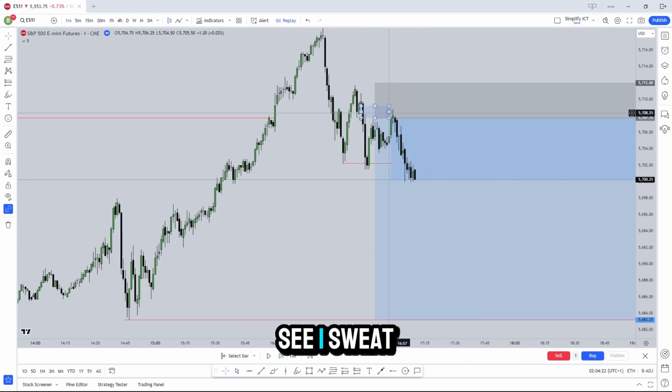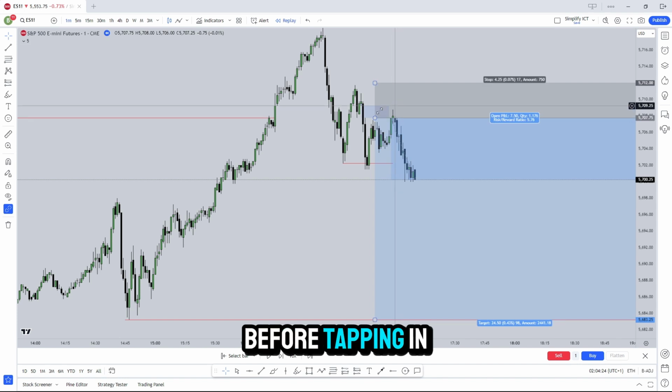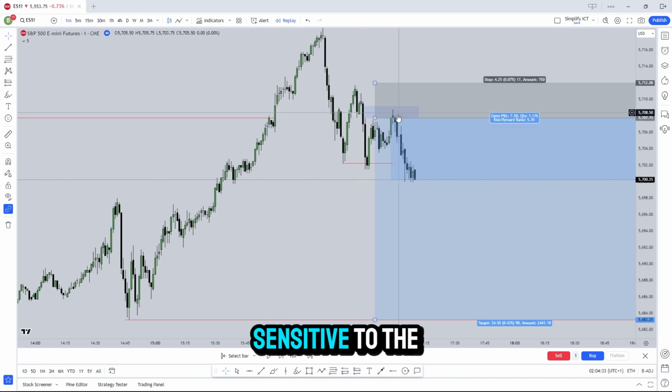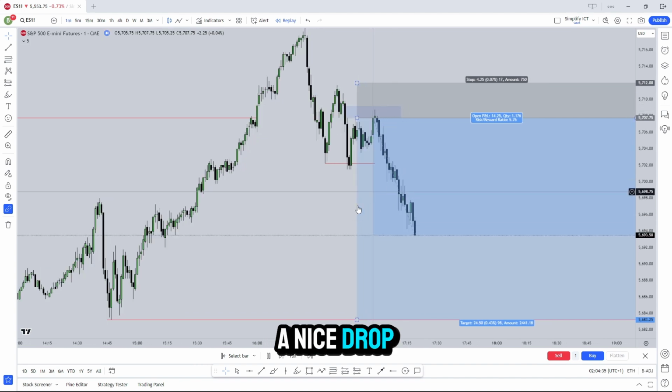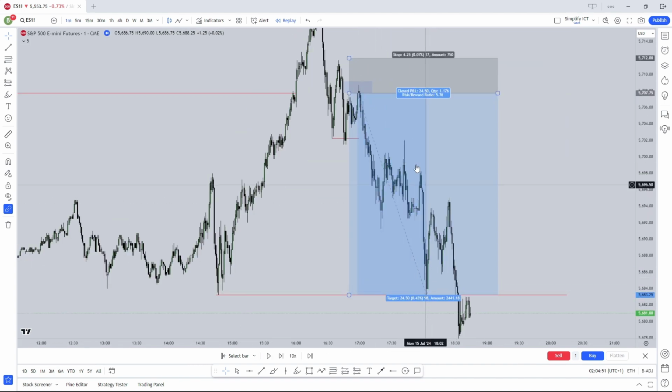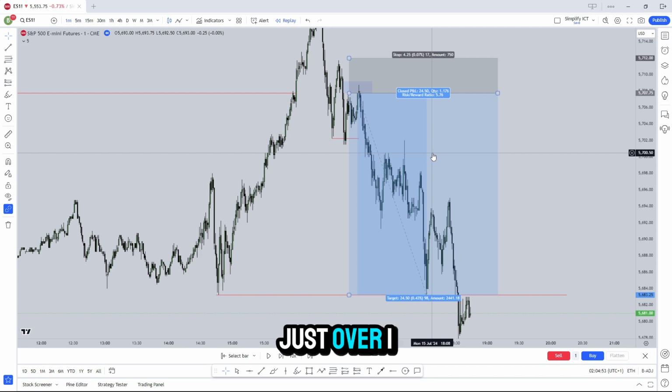As you can see, price swept additional liquidity right here before tapping into the fair value gap, also tapping into that order block right there. Price was very sensitive to that area, and you can see we had a nice drop off. And let's see when our take profit got hit. And as you can see, price hit my take profit right there for just over a 1-to-5.5 risk to reward ratio.